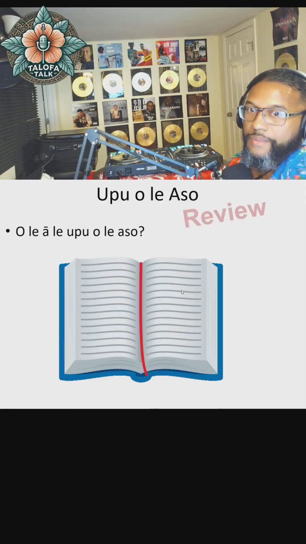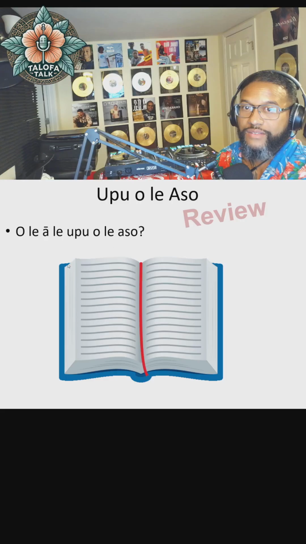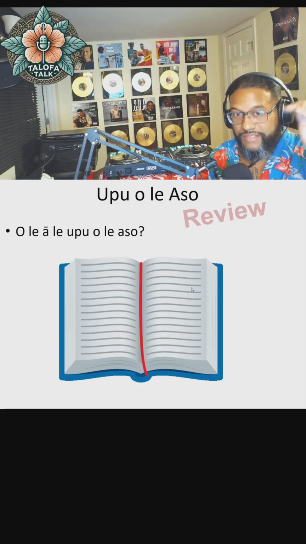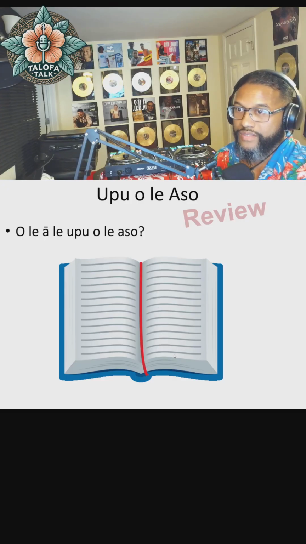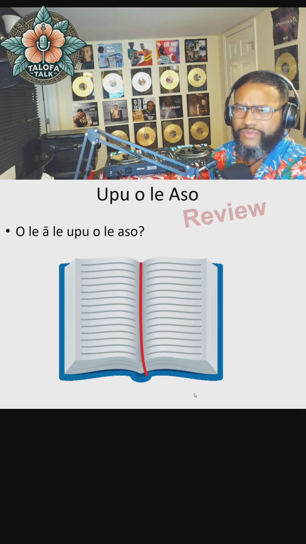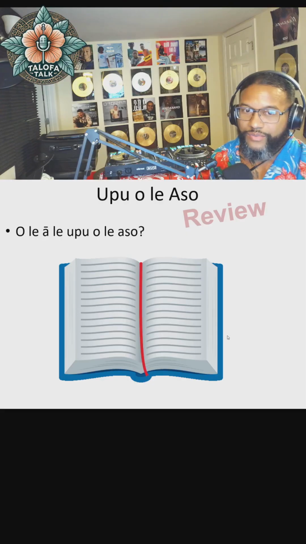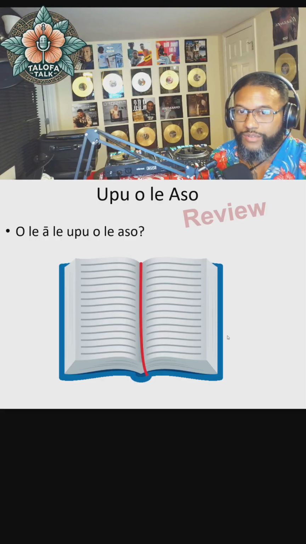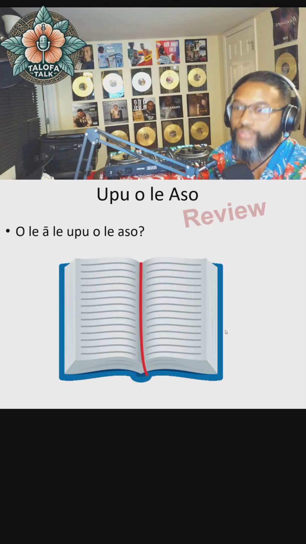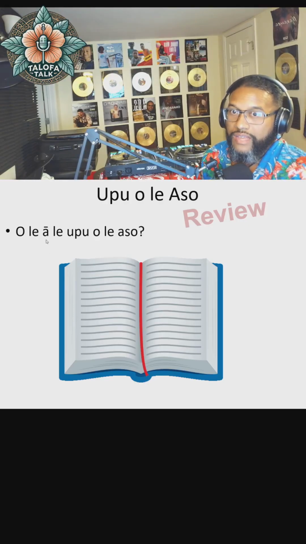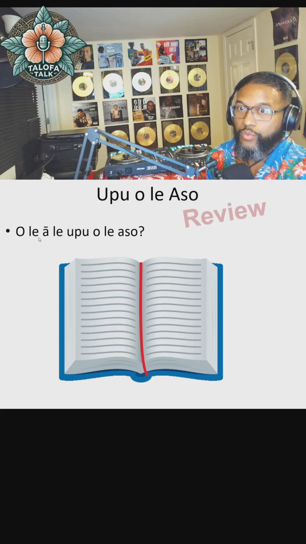All right, the next one. Now if we look at this thing right here, "ole mea le," this is the word of the day. If I were to say, what is the word for this thing right here? When I go back and forth from English to Samoan, I throw myself off. What is the name for this thing in English? There we go, "tusi," yeah. So "ole ale upu ole aso." I'm going to say it slow: "ole ale upu ole aso." What is the word of the day?